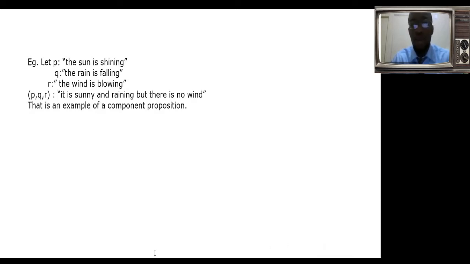And so right here where we see it is sunny and raining, and, that's the first connective that we use. Now this but is the same as and, not, or nor. All right, and there is no wind. So this is just some of the connectives that we use to combine these propositions.